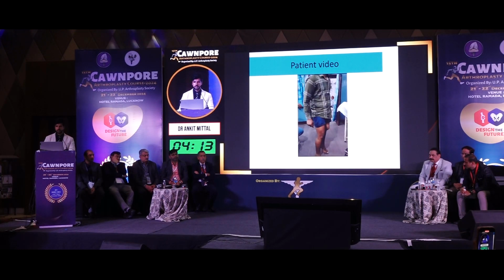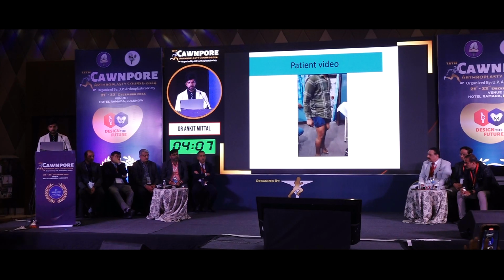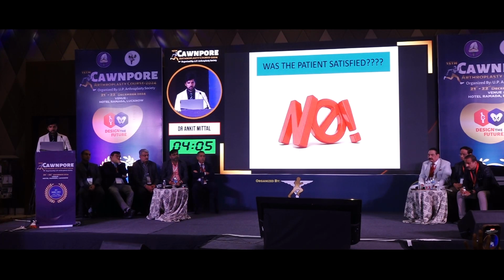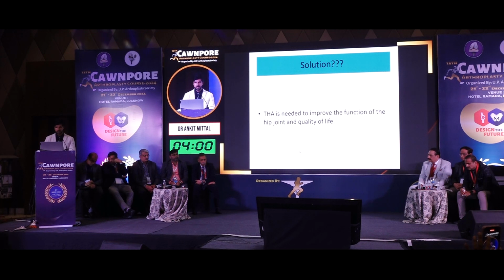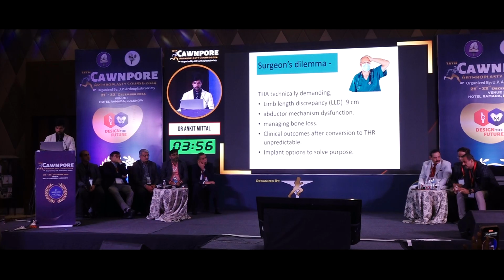The patient was able to walk with his toes only touching the ground and was not able to squat and sit cross-legged. The patient was not at all satisfied. So the solution that we came up with was total hip replacement to improve his quality of life and to improve the function of the hip joint.